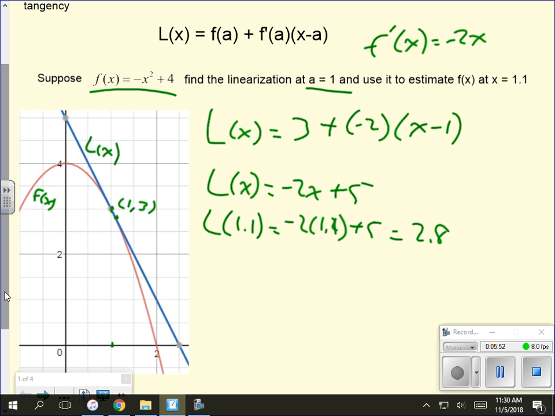But you do have to remember, linearization is only accurate when you're very close to the point of tangency. If I move out to 2, okay, that is not going to be a good estimate. Using the straight line to estimate what that is at 2 isn't going to be a very good estimate.